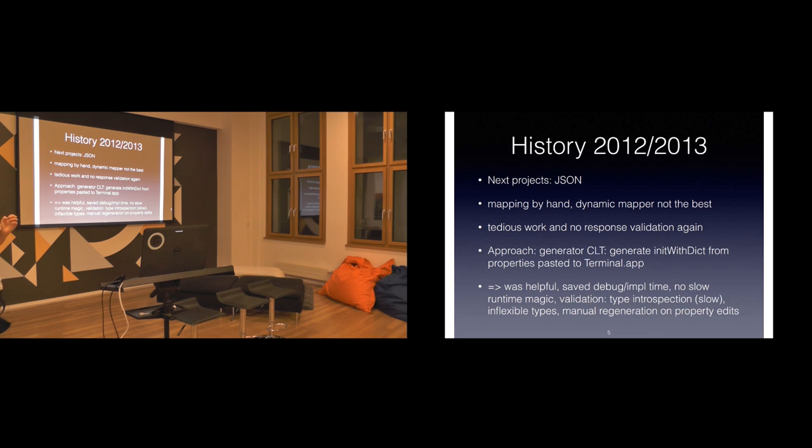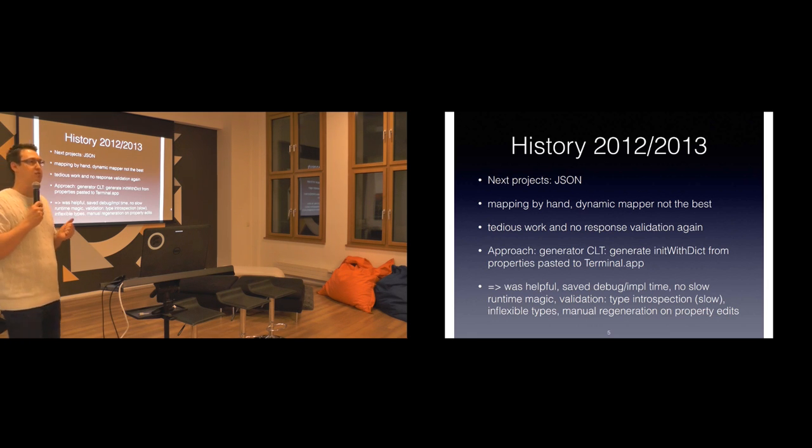So the approach was, what about I just take the properties from the class and copy paste it to a command line tool, and it would generate me a function like init with dictionary automatically. So I did this. In the end, this was helpful. This saved me a lot of time debugging and implementation. It didn't use the slow runtime stuff for looking up all the properties and the names, which cost the time. It only used the type introspection, which was still slow, but much better than before.